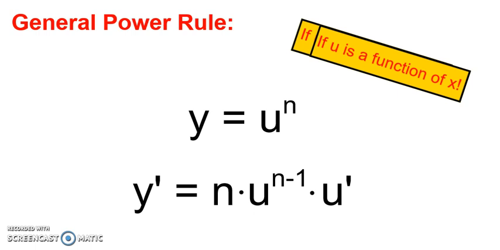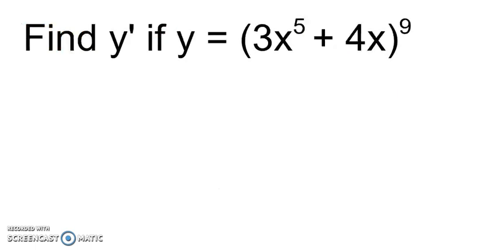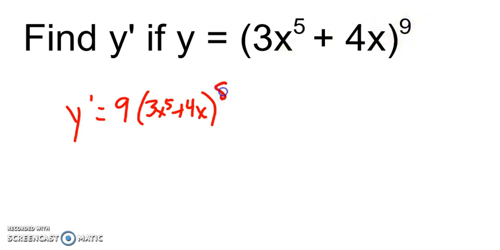Let's try a few more examples here of this chain rule. So again, thinking about it as the inside function and the outside function. So we take the derivative, again, 9 multiplied by the coefficient in front, which would be 1. I leave the inside function, decrease the exponent by 1, times the derivative of the inside function. So 15x to the 4th plus 4.